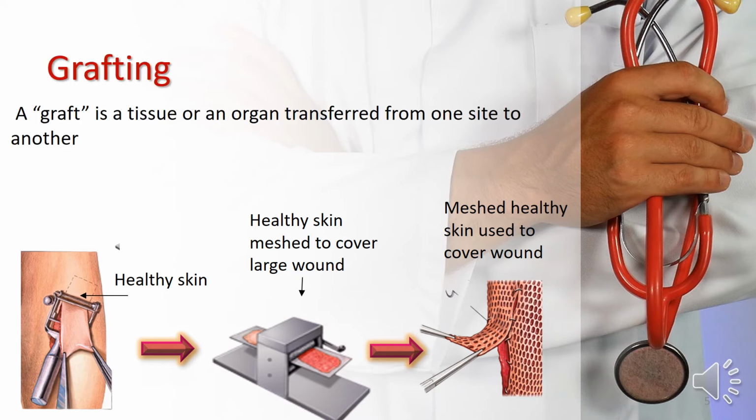So, grafting is a tissue or an organ transferred from one side to another, very much like what the doctor did for Sammy. He took a piece of skin from his leg, for example, and placed it in another place that was affected by the fire. For example, let's say that this is his arm, so they took one piece of healthy skin from his leg, and they placed it in another place in his body, for example, his arm that was affected. This is a graft. So a graft is when we take a tissue or an organ and we transfer it from one place, one side to another.